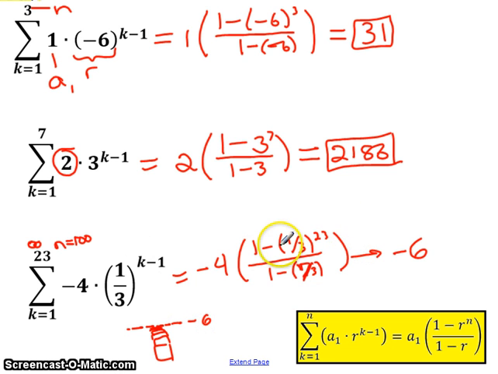So to find this sum up to the 23rd term, we actually have negative 6 and probably some decimal places after it, but we're really, really close to negative 6. These are a little bit difficult because they're actually converging onto a number, and we may not have enough digits on our calculator to take care of that.